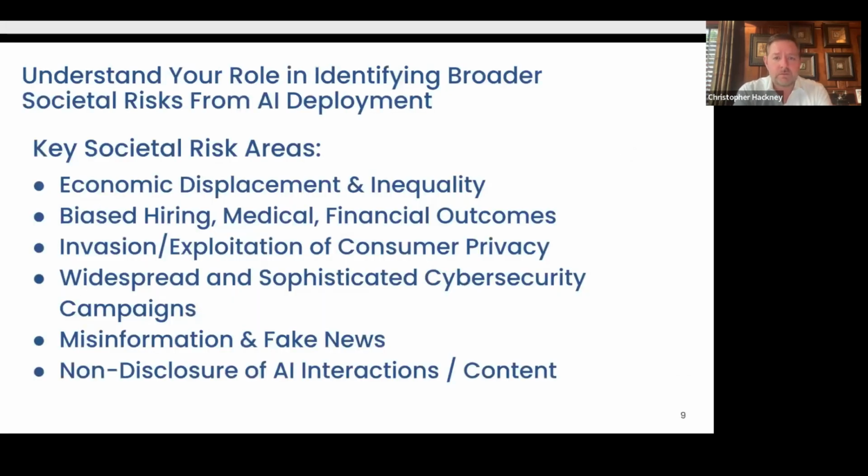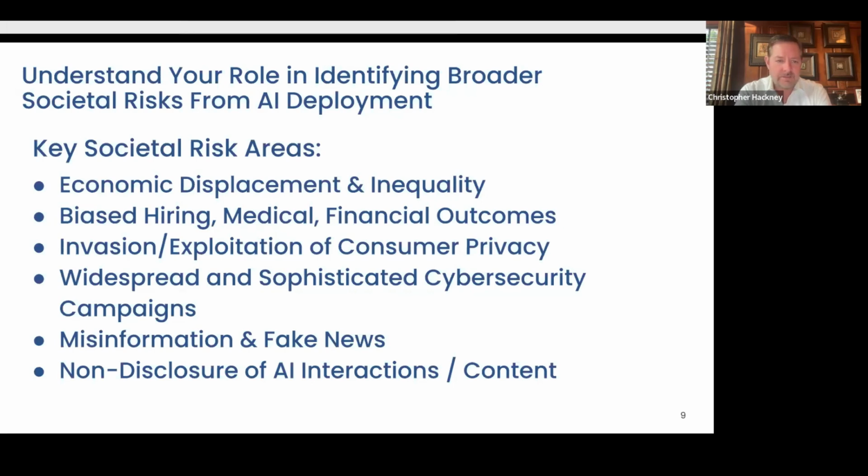Now, in understanding your role in identifying broader societal risks from AI deployment, it's important to understand that this is a fast-changing area currently. And there's a lot of societal risk areas that are coming into play that need to be considered alongside all of the work you do with AI applications. Economic displacement and inequality is a big theme that should be taken into consideration. How AI affects different economic classes is going to come into play for almost every company. The same with biased hiring, medical, and financial outcomes. What I talked about on the last slide around high-risk areas that have real strong implications in their outcomes.